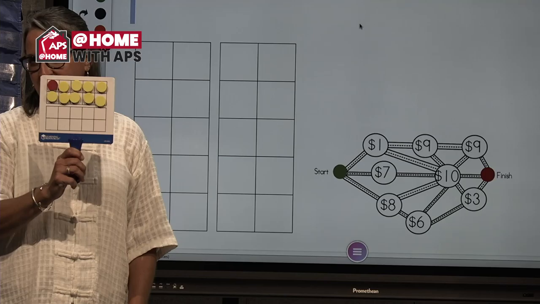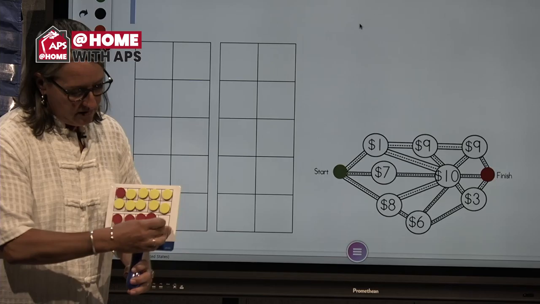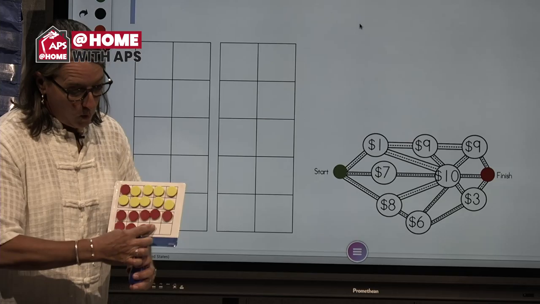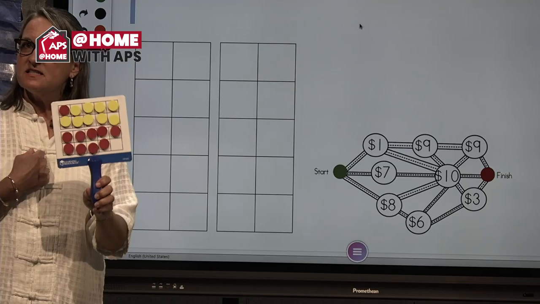Because this is a 10 frame. So if we put 9 dots on it, we will still have one more space left. So how many is that, boys and girls? Our 1, 9, and 9. It's 19. Isn't that a clever way to keep track?